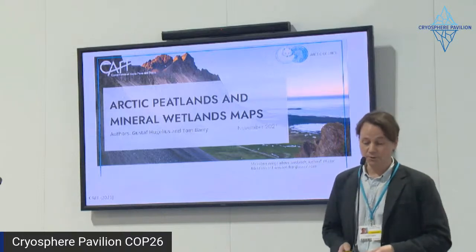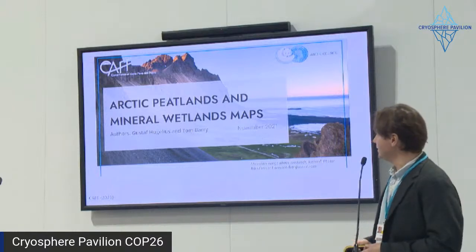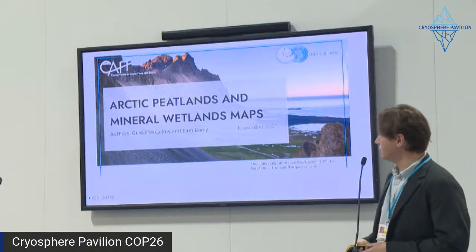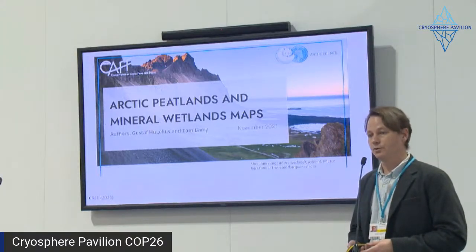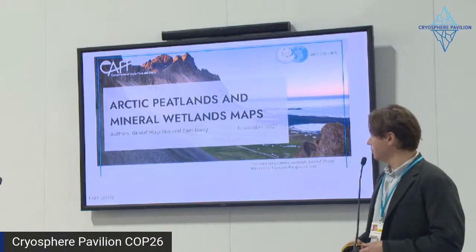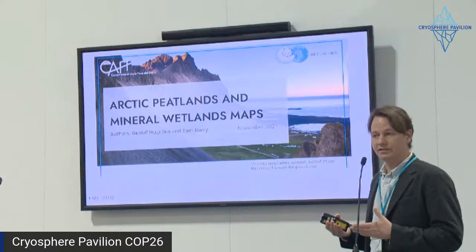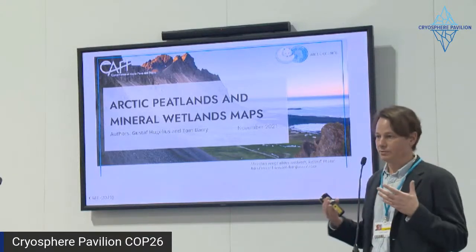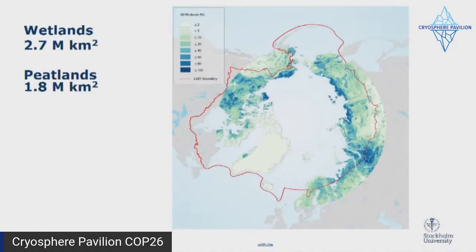And this segues into a newer map product that came out, I think, last week or so. This is something that we published with the Arctic Council, the working group on Conservation of Arctic Flora and Fauna, which has a lot of projects focusing on Arctic wetlands and peatlands. These maps build on the ones I showed earlier, but they also map mineral wetlands. So we have both the peatlands and the mineral wetlands where there's no peat. We find that north of 60 degrees, in the area we mapped, we have 2.7 million square kilometers of wetlands, and 1.8 of those are peatlands.